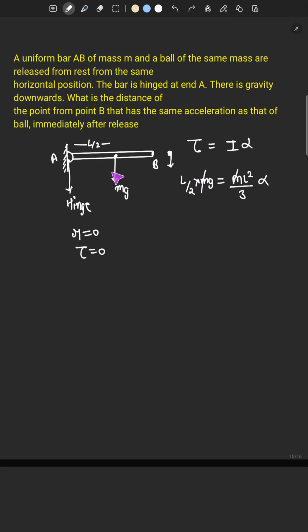We also know that torque is equal to R cross F. So what is the R? R is this length and the force is mg, which is equal to I alpha. The I, that is the moment of inertia about A, is ml square by 3, and this is alpha. From here we get alpha equal to 3g by 2l.